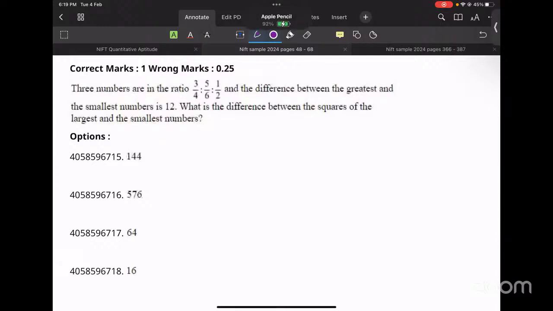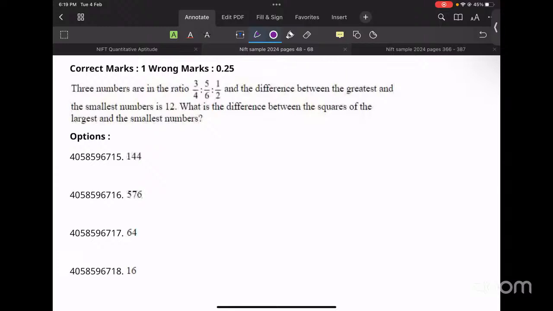Three numbers are in the ratio 3/4 is to 5/6 is to 1/2, and the difference between the greatest and the smallest number is 12. What is the difference between the square of the largest and the smallest number? Now you can solve. Quick, I'm looking for your answers.